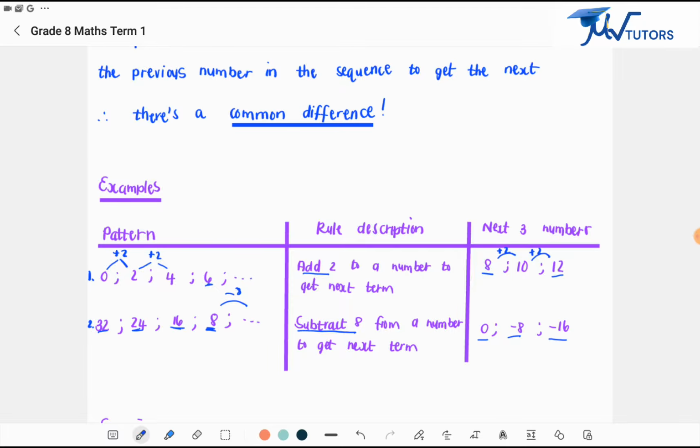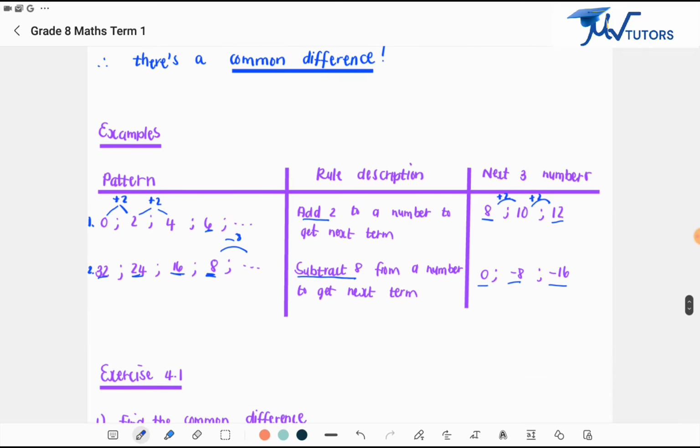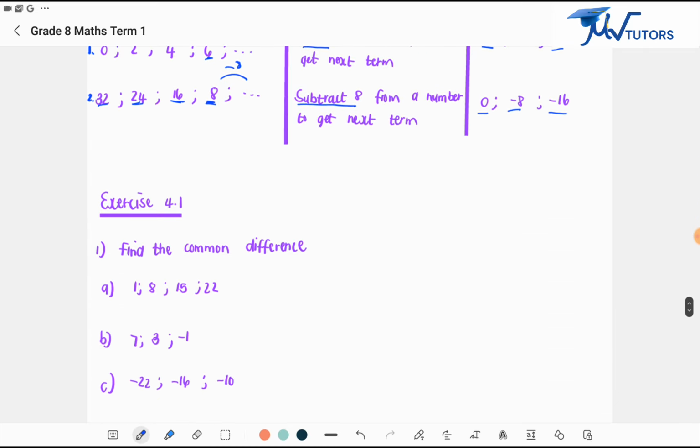So like I said, with numeric patterns, you're either adding a specific common difference or you're subtracting a common difference. Now let's go to an exercise.